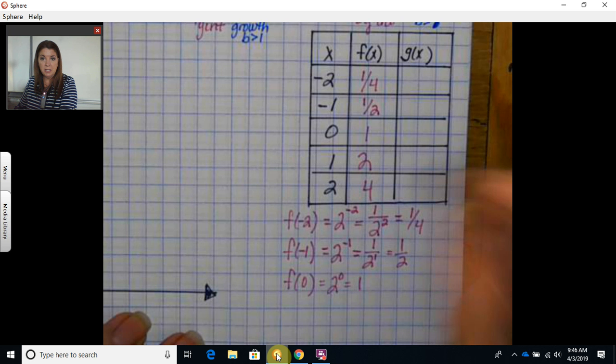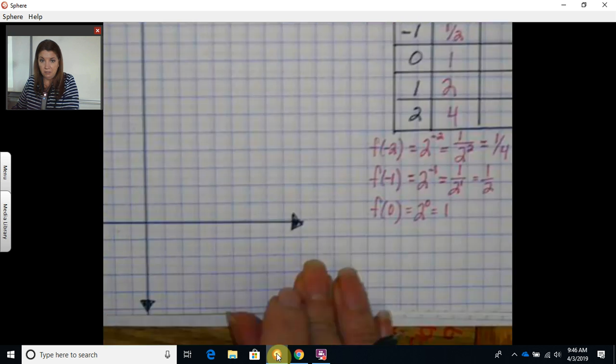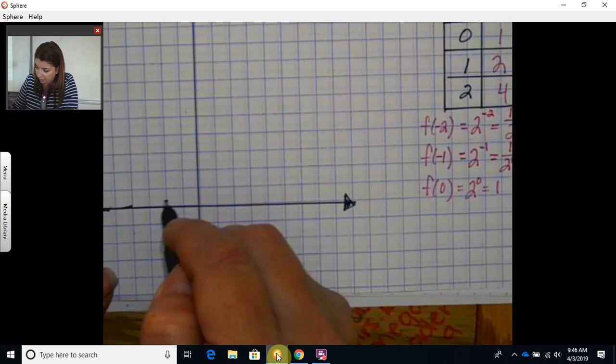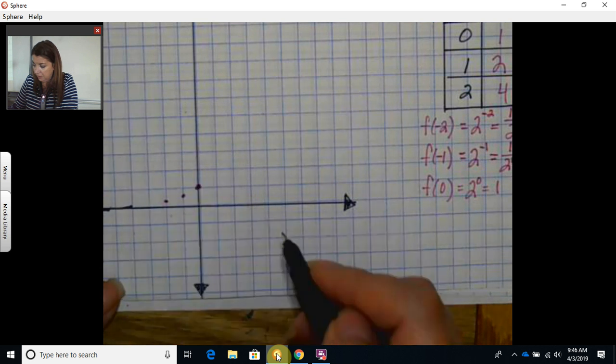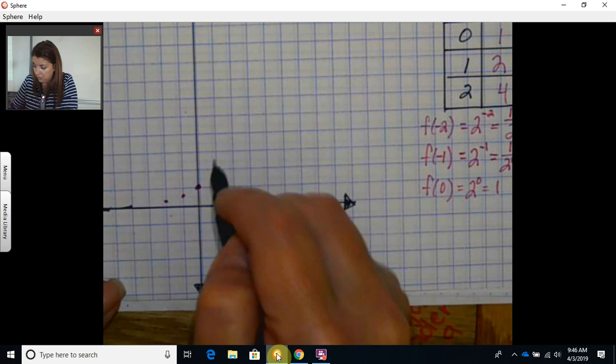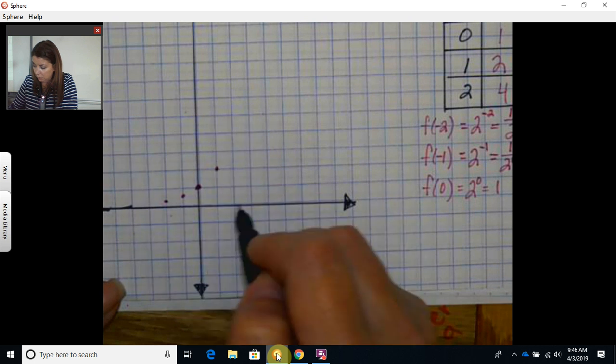So for function f, when x is -2, y is 1/4. When x is -1, y is 1/2. When x is 0, y is 1. When x is 1, y is 2. When x is 2, y is 4.